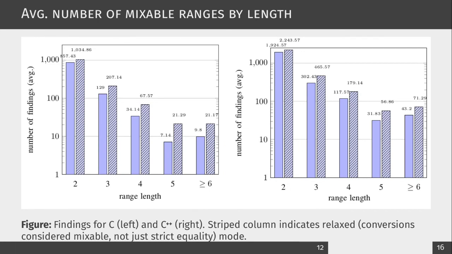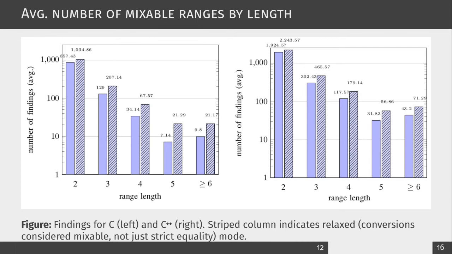This figure details the average number of mixable parameter ranges grouped by length. It is not surprising that length 2 is the most numerous, accounting for the vast majority of cases. This is in line with findings in previous literature where reactive call-site analysis of mainly Java projects was done.